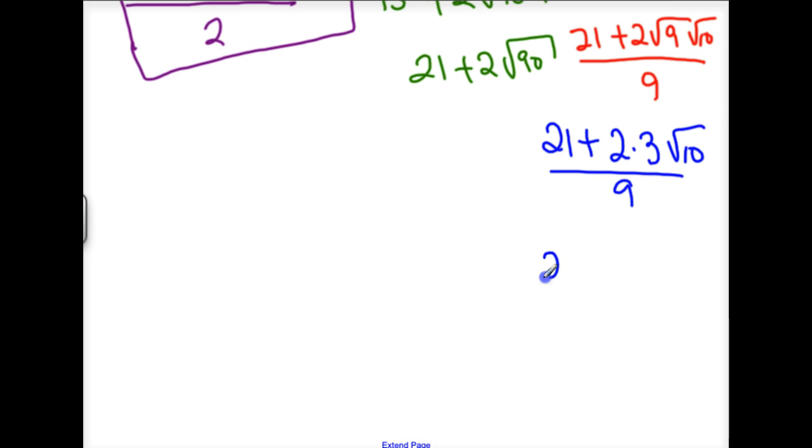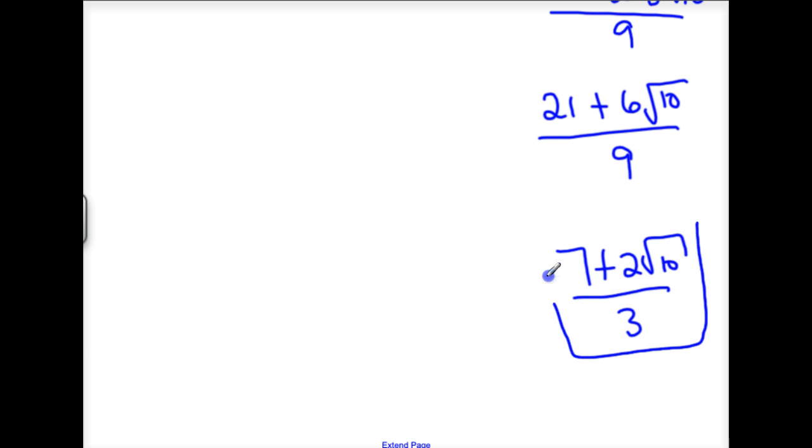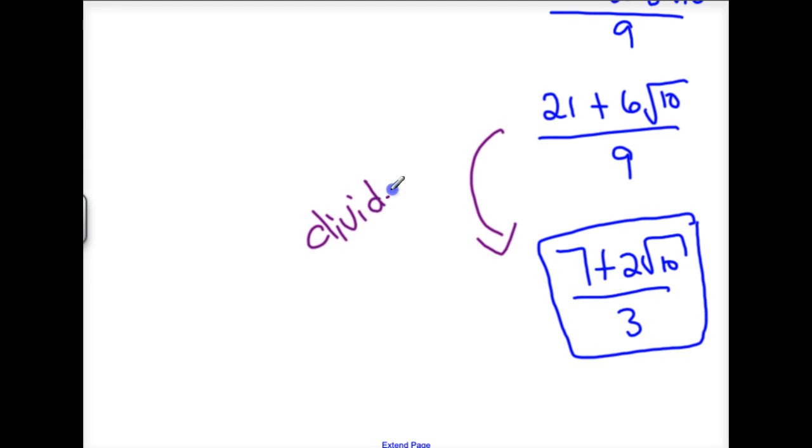This can go ahead and simplify as 21 plus 2 times 3 is 6 radical 10 over 9. Notice all my whole numbers are divisible by 3. So then my final answer will be 7 plus 2 radical 10 over 3. And this is my final answer. Just to point out, from here to here, I divide by 3. And this is my final answer.